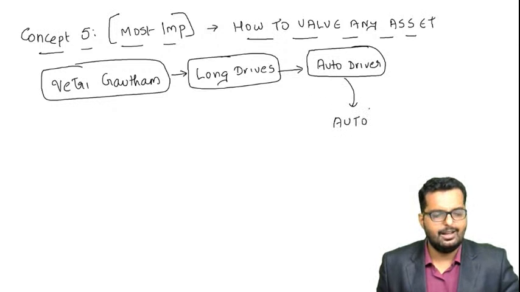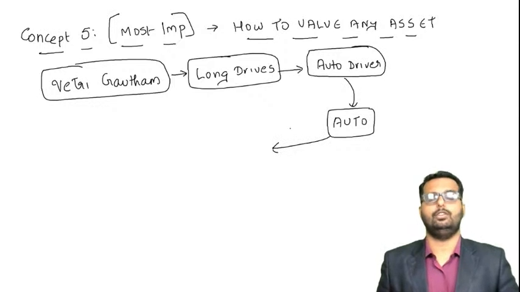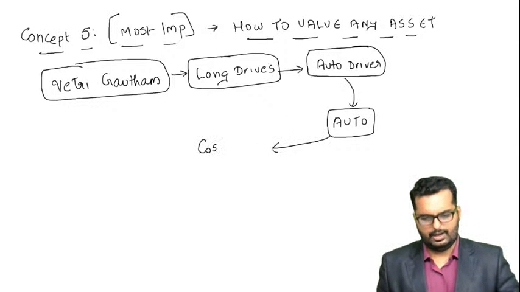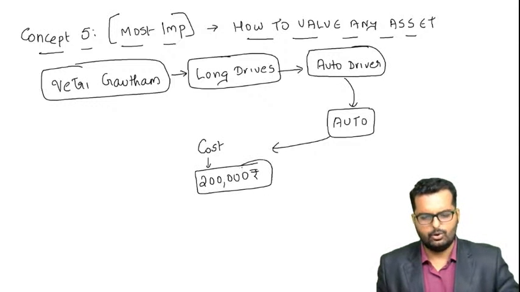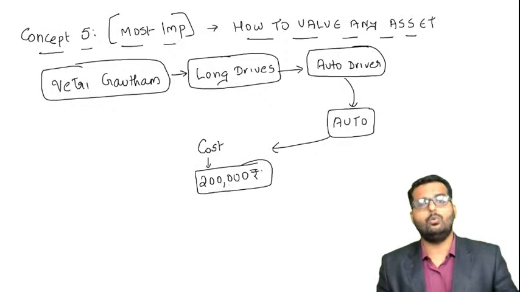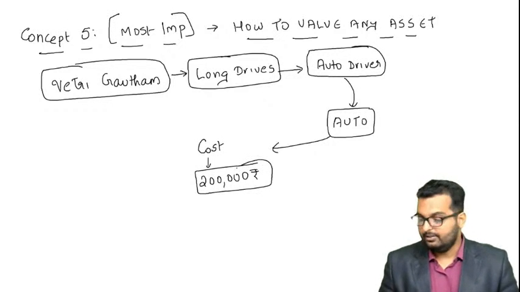He will need an auto. He will go and check in the market what is the price for the auto, and he gets to know that the cost of the auto is turning out to be, let us say, 2 lakh rupees. Vetri Gautam is now confused. Should I buy this auto or should I not buy this auto?